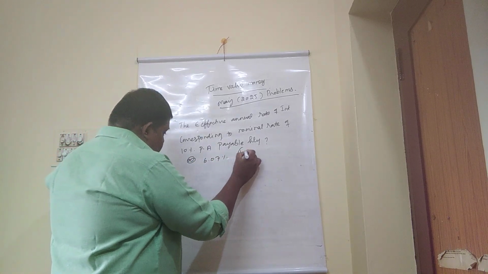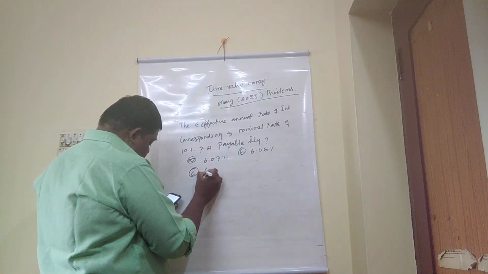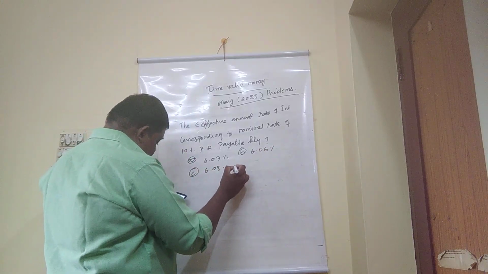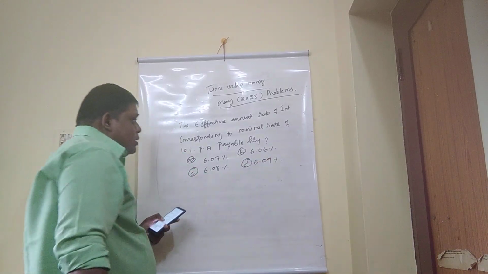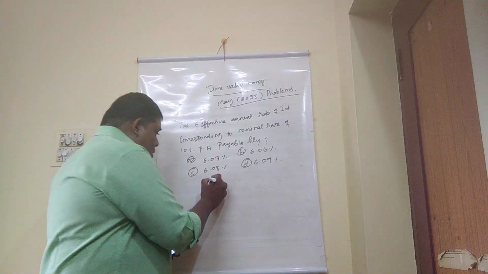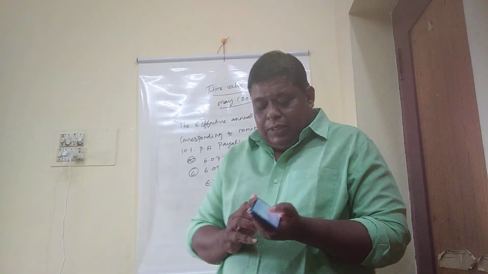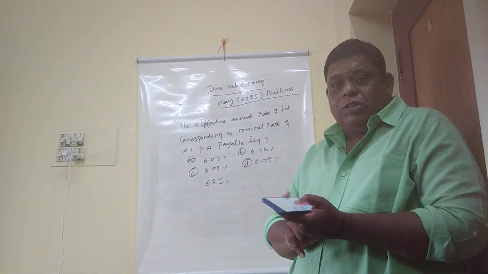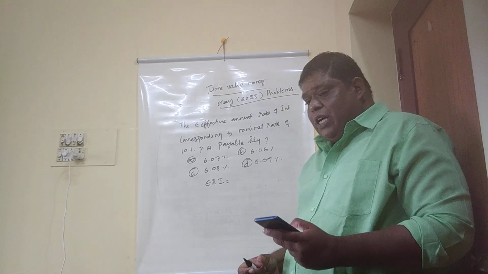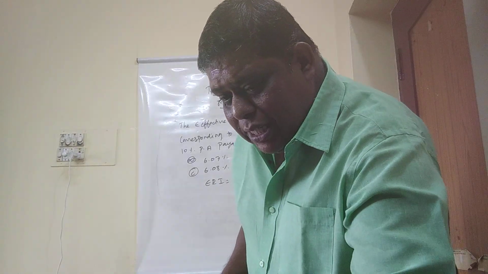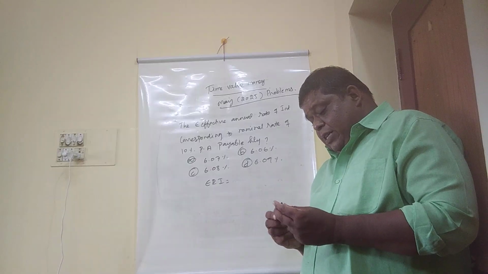Option A is 6.07%, option B is 6.06%, option C is 6.08%, and option D is 6.09%. Now the effective rate of interest formula: as I already told, the effective rate of interest is equal to compound interest divided by principal value. In the compound interest formula, P is the deductible term.